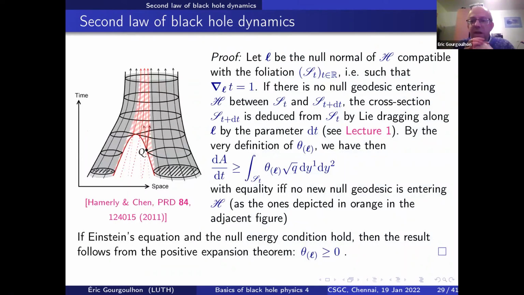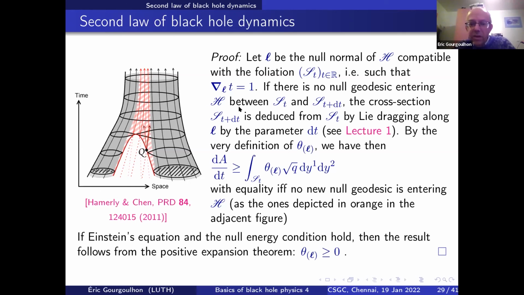So the proof is like this. We take the normal L, compatible with the foliation. It means that it is such that the evolution of T with respect to L is 1. It means that we can choose T as being a parameter along L, associated to L.